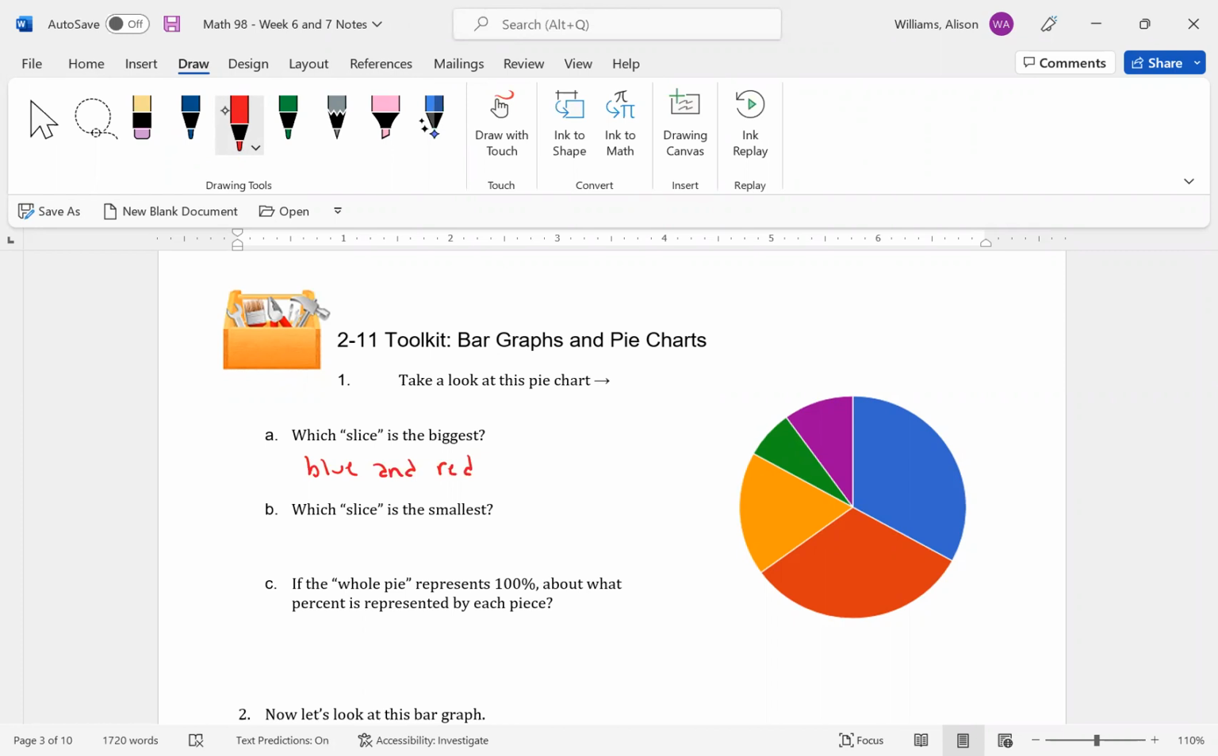All right. Which one's the smallest? Well, to me, that's a lot more clear cut. That would be the green one. All right. So if the whole pie represents 100%, how much do you think each piece is?